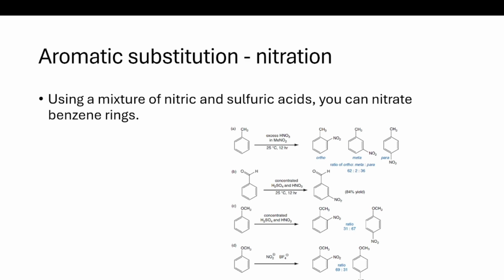And finally, using a mixture of nitric and sulfuric acids, as you can see in this particular image, you can nitrate benzene rings. Now, for this particular reaction, the ortho and para positions are preferred to meta when it comes to nitration.